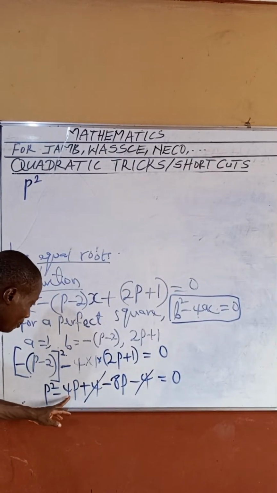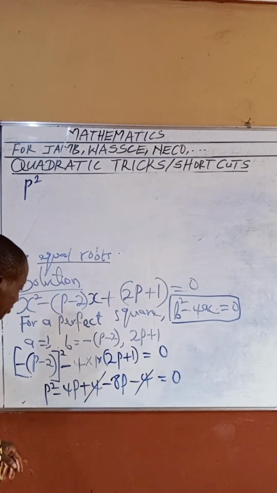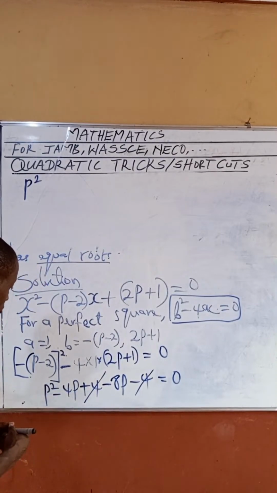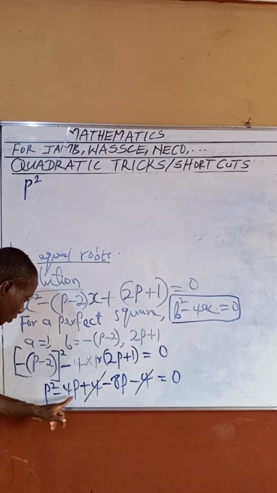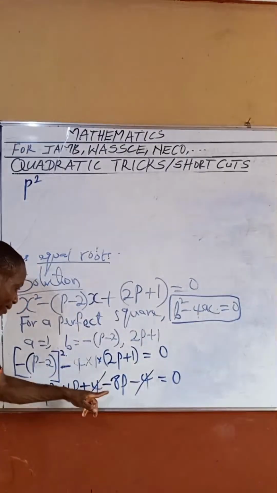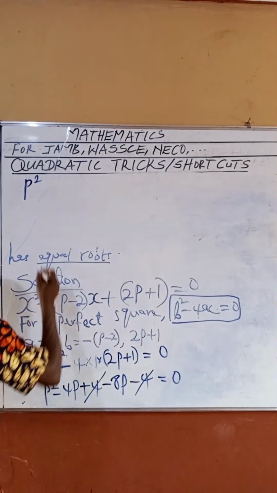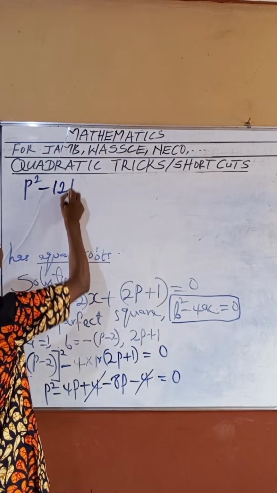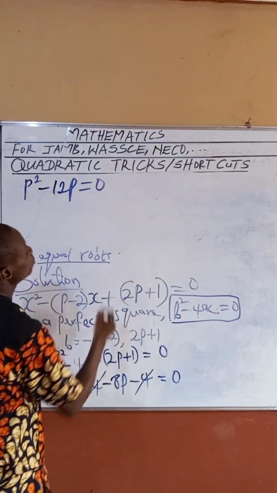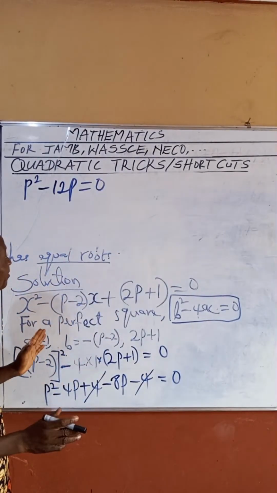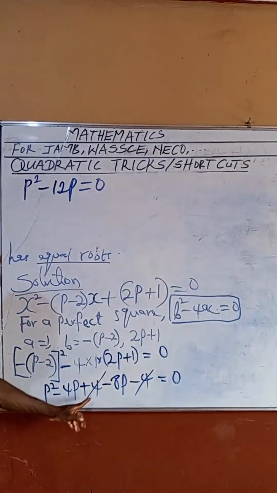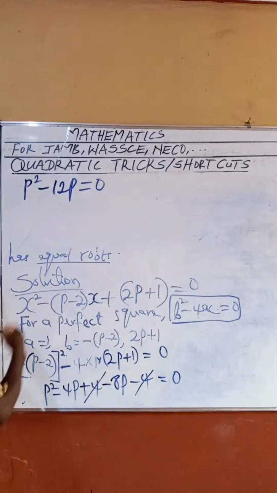So this is 4p and minus 8p. What will it give us? That's minus 12p. 4 plus 8 is 12. And both of them have minus, so it becomes minus 12. That's minus 12p equal to 0. You can see how simple it is, right? Yes, equal to 0. So the minus 4 and plus 4 are gone.